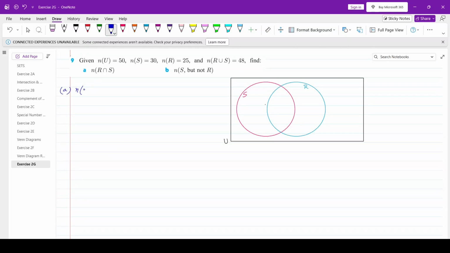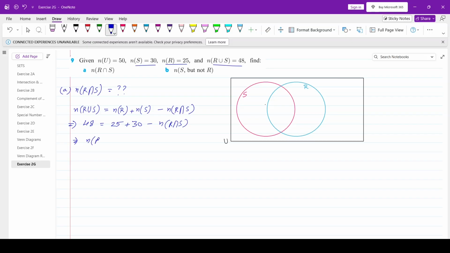So the question says we have to find the number of elements in R intersection S. We know the number of elements in R union S is equal to the number of elements in R plus the number of elements in S minus the number of elements in R intersection S. By just substituting the values, this is 48, this is 25, this is 30, minus the number of elements in R intersection S. So the number of elements in R intersection S is going to be 25 plus 30 minus 48. This is going to be 7.